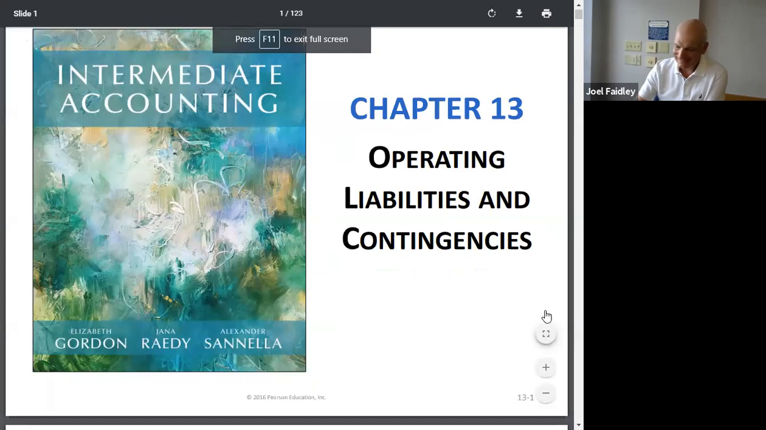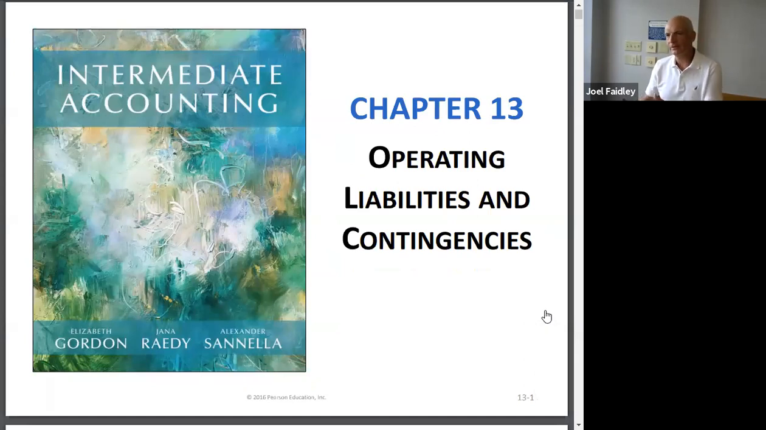Operating liabilities and contingencies, Chapter 13. Operating liabilities, because these are less than 1 year. You know, current assets are assets that you can turn to cash in 12 months or less. The operating cycle is 12 months or 1 year. Here we're looking at operating liabilities or current liabilities and contingencies, meaning, well, this may be a liability, it may not be, because the essence of this chapter is about debiting expense, crediting the liability. Debiting expense, crediting the liability.